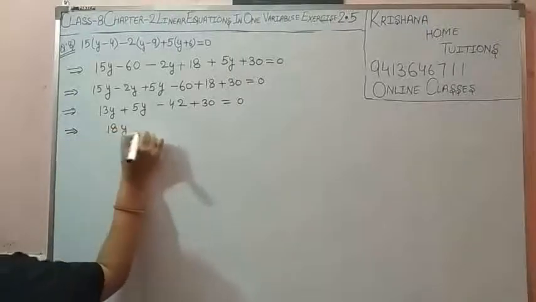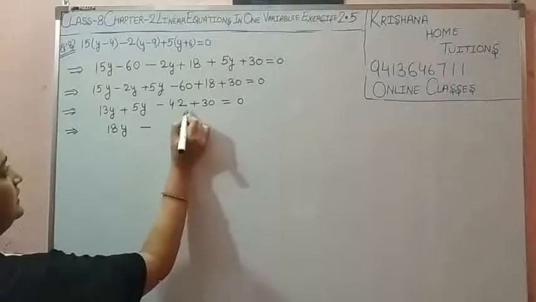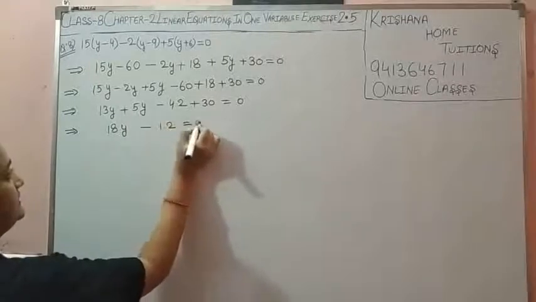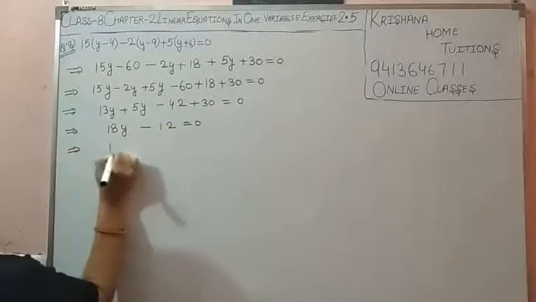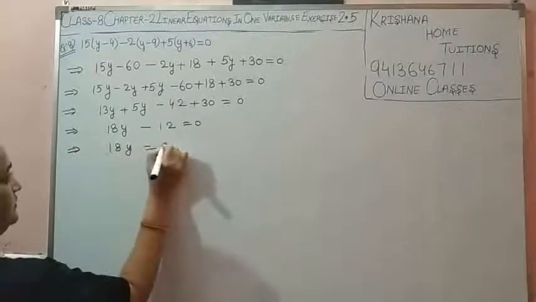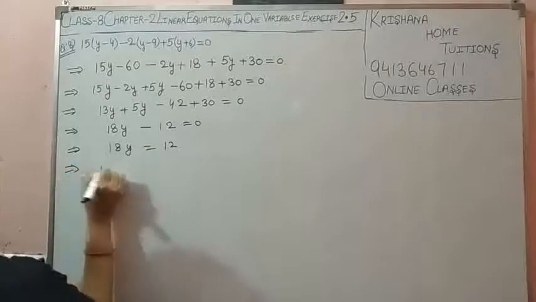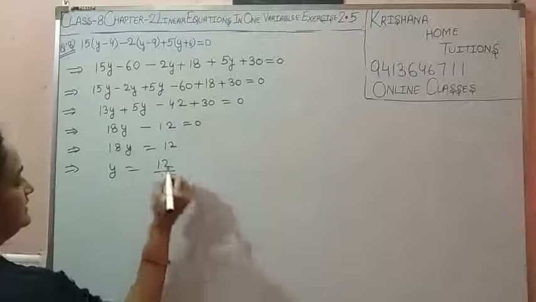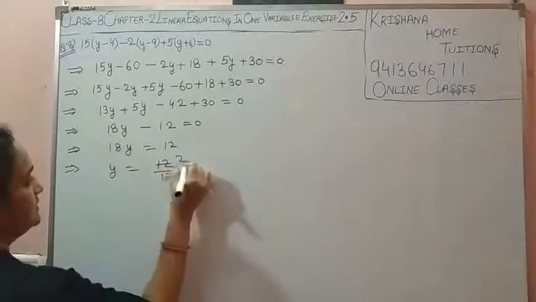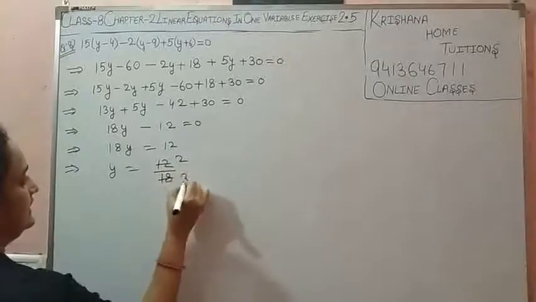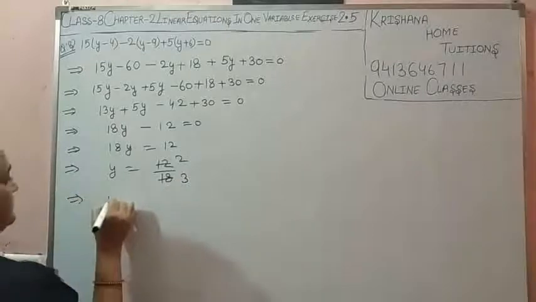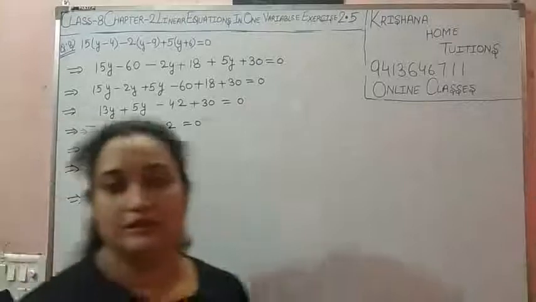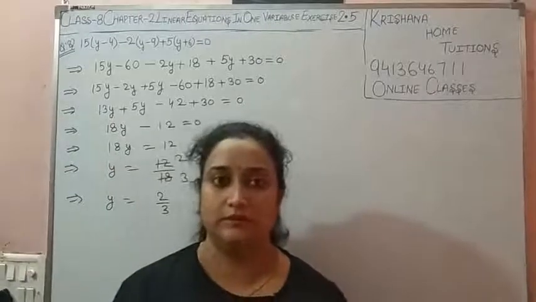18y minus 12 is equal to 0. So 18y is equal to 12. y is equal to 12 upon 18. It is divisible by the table of 6: 6 twos are 12, 6 threes are 18. So y is equal to 2 upon 3. This is the solution of this question.